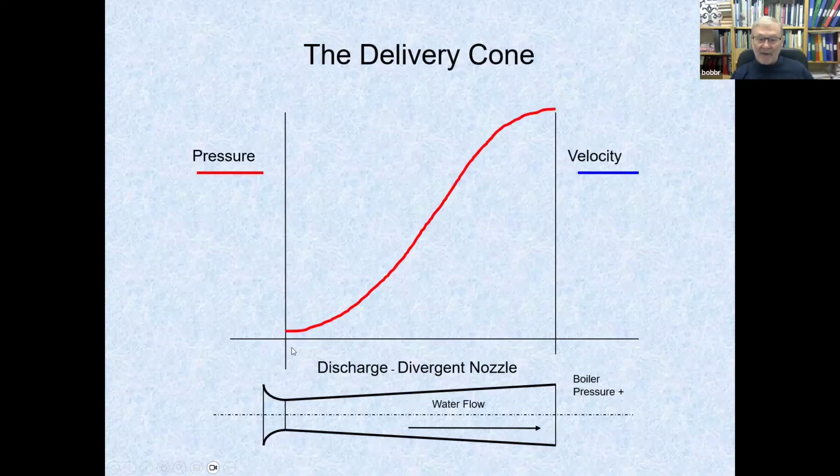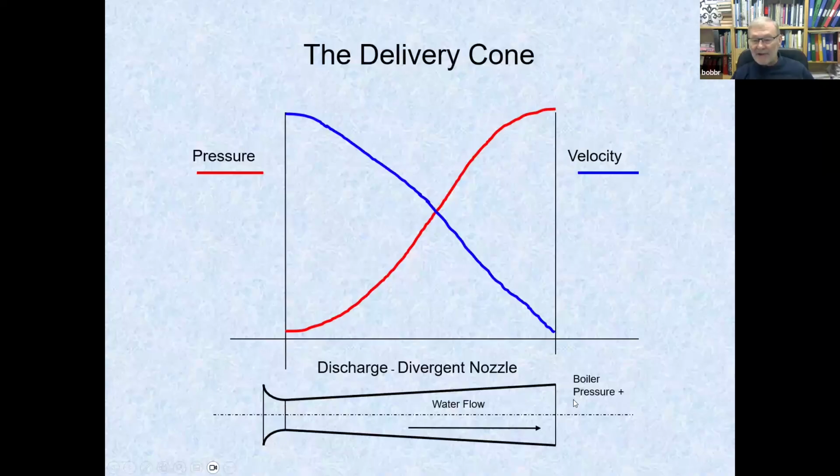The pressure coming into it is very low, but it increases as you come through the nozzle. And conversely, the velocity is decreasing as it goes through the nozzle and comes out very low at the other end. So we've got high pressure, low velocity there. We've got low pressure, high velocity here. And it's that bumps up the clack valve and enters the boiler.